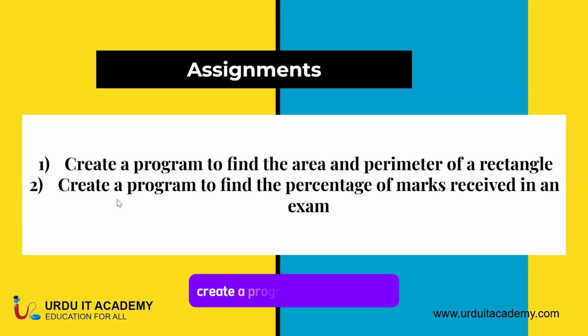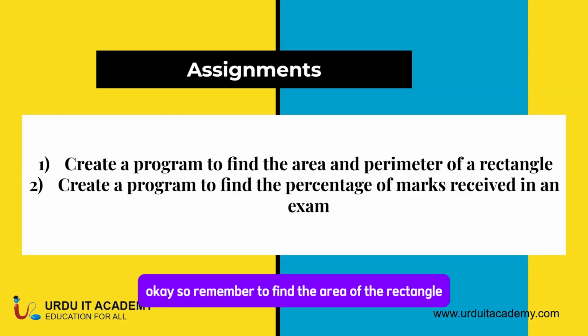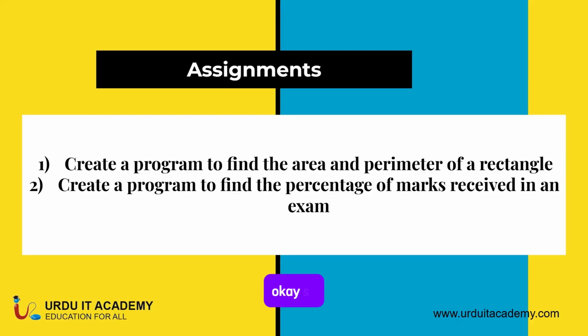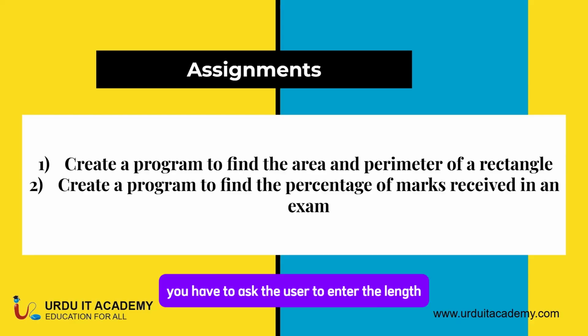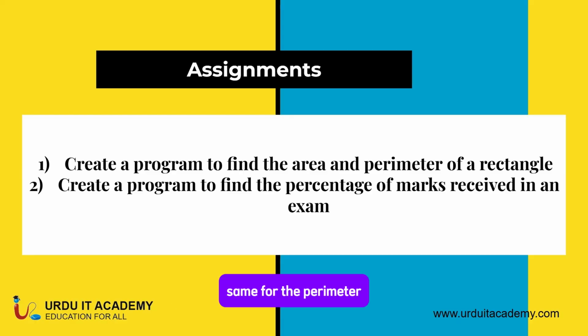First problem is to create a program to find the area and perimeter of a rectangle. Remember, to find the area of the rectangle, you should know what is length and what is width, because the equation to find the area is length times width. So what you have to do is ask the user to enter the length and receive the length in a variable. Ask the user to enter the width, receive the width, and you can find area equal to length times width. You can print it. Same for the perimeter.